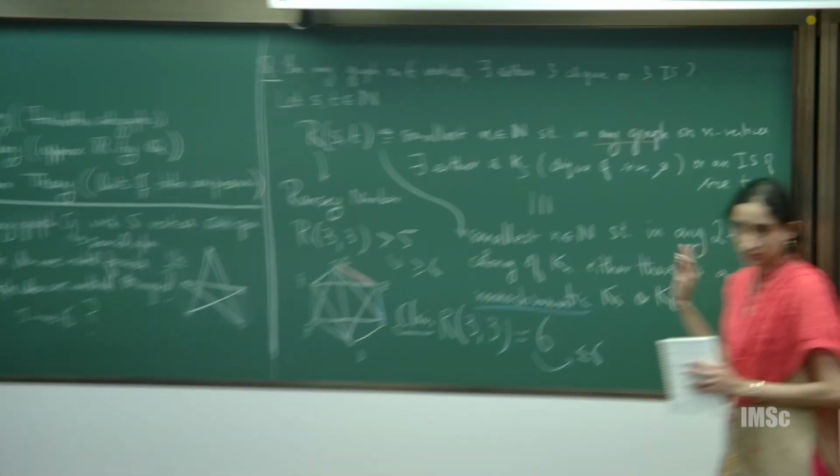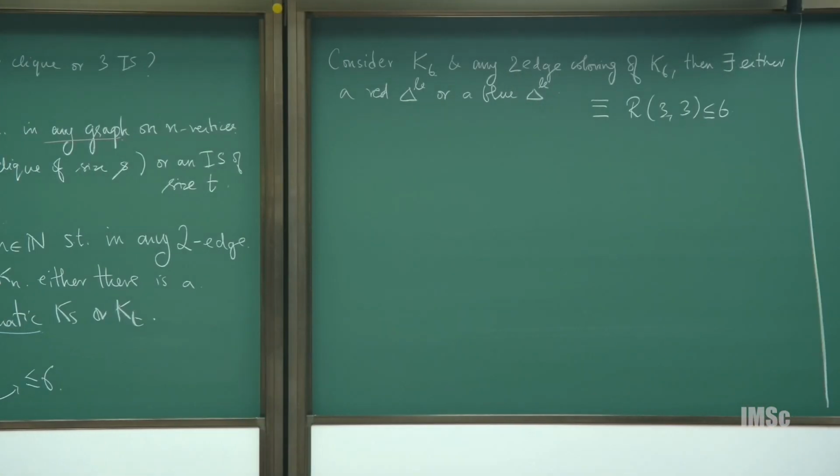See, that should be clear. If it's not, then you have to step back. So if we are able to say that, we have shown that it is greater than 5. If we can show that in K6 there is either a K3 that is blue or a K3 that is red, then we have shown that the smallest number where this happens is 6. So R3, 3 is at most 6.